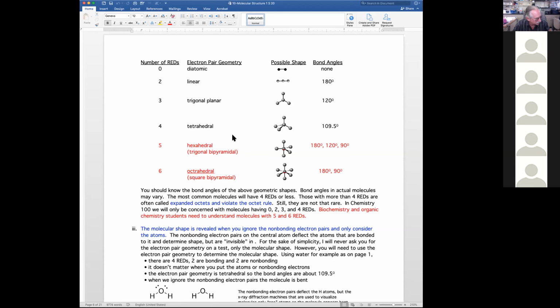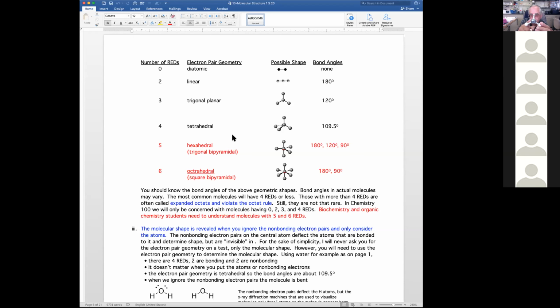So now let's look at these 2 basic shapes here, and we'll start breaking them down. So this is planar trigonal, bond angle is 120. What if I had a molecule that was shaped like this? 3 regions of electron density, so 120 degree bond angles, but this is not planar trigonal anymore, it's bent at 120 degrees.